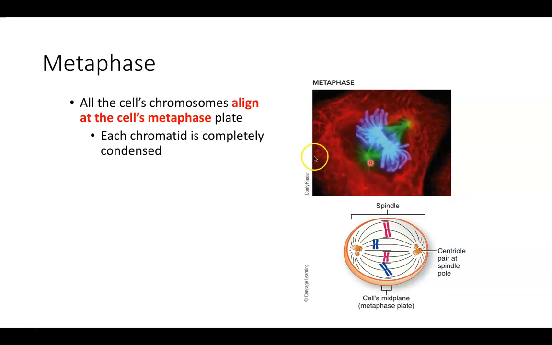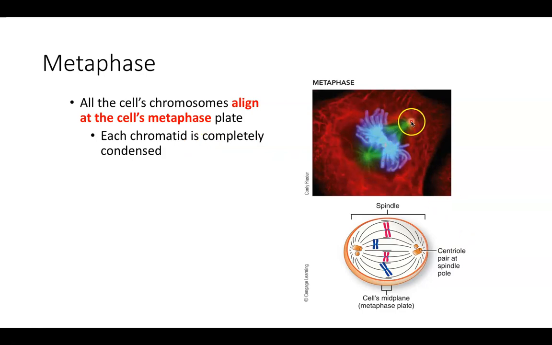All right, so metaphase: meta means middle. Anything that is meta typically means middle. So this is where all the cell's chromosomes align or line up in the middle of the cell. This big red area is the cell itself, and the blue area is the DNA. It's going to line up in the middle. So each chromosome is completely in chromosome format, and the main thing that happens in metaphase is it lines up in the middle.